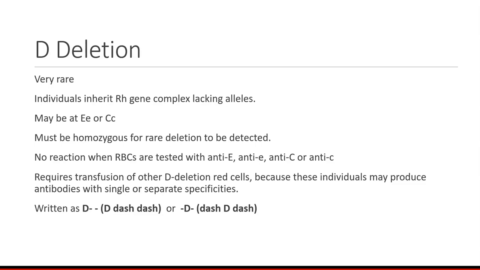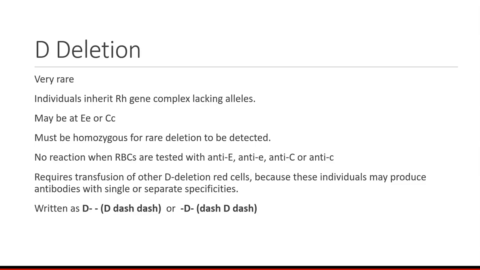So there's no reaction when red cells are tested with anti-E, little e, big C, or little c. I want to say that again. They're negative with all Rh typing series. You say that can't be possible because there are 5 alleles, and I know genetics, and they need to be inherited. So this is a very, very rare genotype.